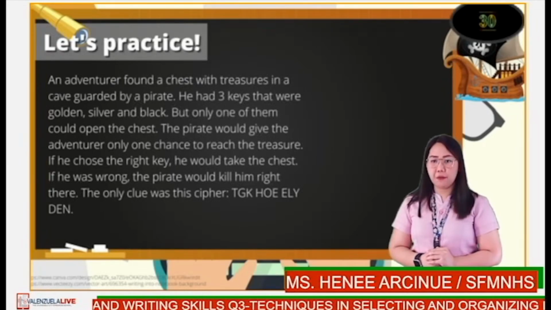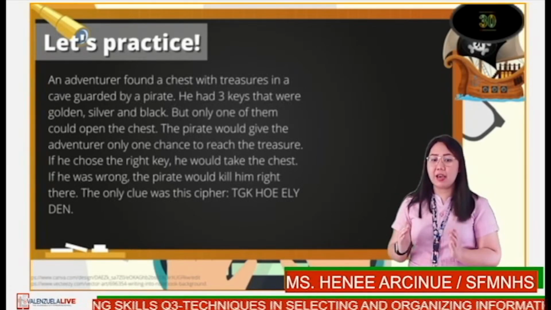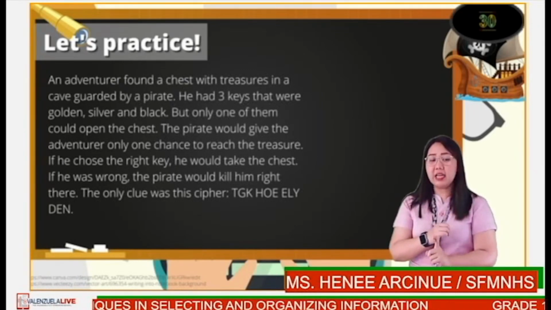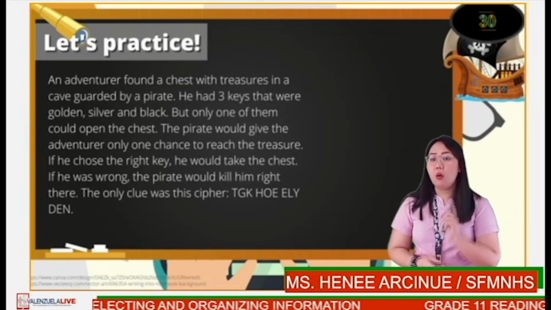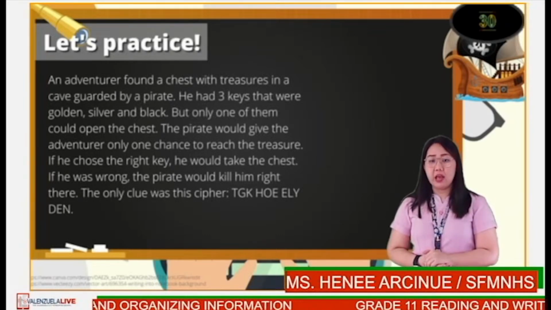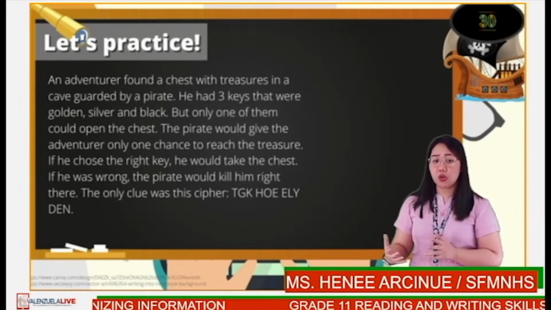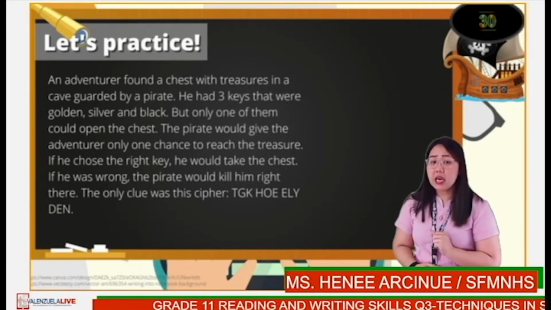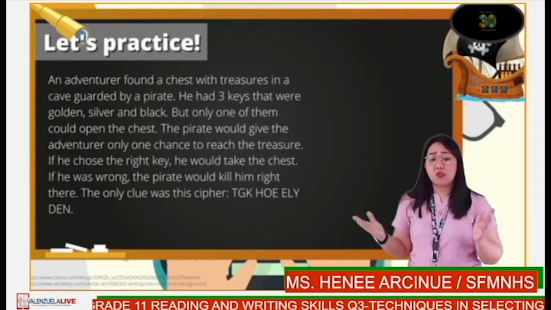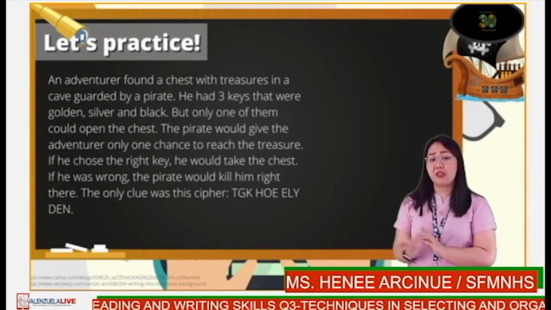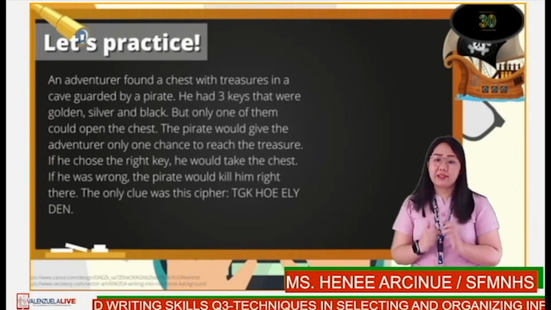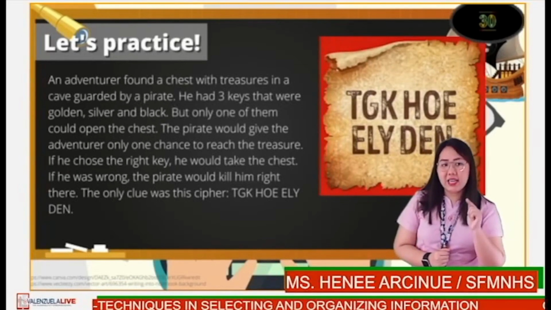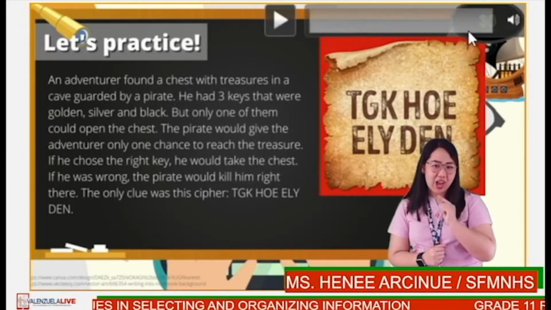An adventurer found a chest with treasures in a cave guarded by a pirate. He had the 3 keys that were golden, silver, and black, but only one of them could open the chest. The pirate would give the adventurer only one chance to reach the treasure. If he chose the right key, he would take the chest. If he was wrong, the pirate would kill him right there. The only clue was this cipher: EGKHOEELYDEN. Timer starts now.